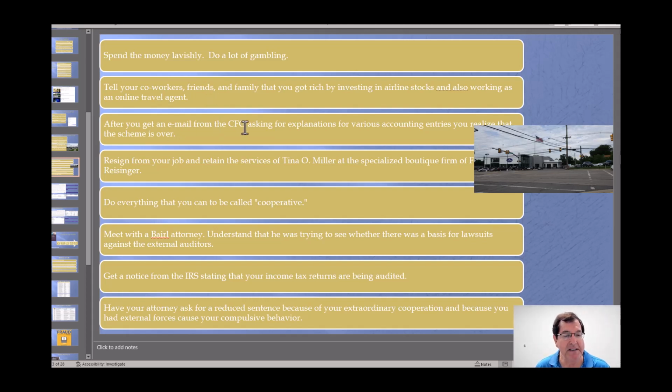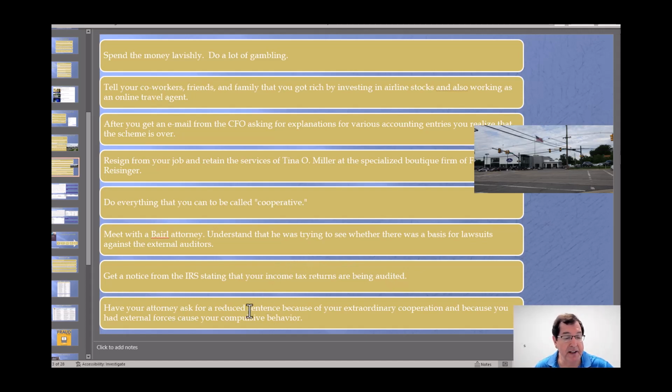She got an email from the CFO asking for explanations. She resigned, retained the services of a very expensive, well-known attorney, and did everything in her power to be called cooperative. She met with a payroll attorney by herself, usually not recommended by your personal attorney, and realized that they were considering whether to sue the external auditors. Got a notice from the IRS saying that her income tax returns were being audited. Now she has two problems, and not only one.